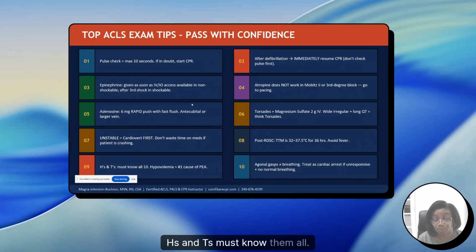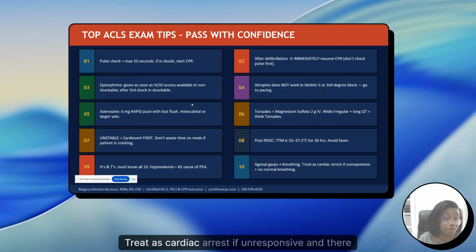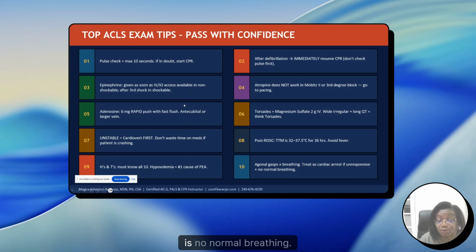H's and T's, you must know them all. Hypovolemia is the number 1 cause of PEA. Agonal gasping is not normal breathing. Treat as cardiac arrest if unresponsive and there is no normal breathing.